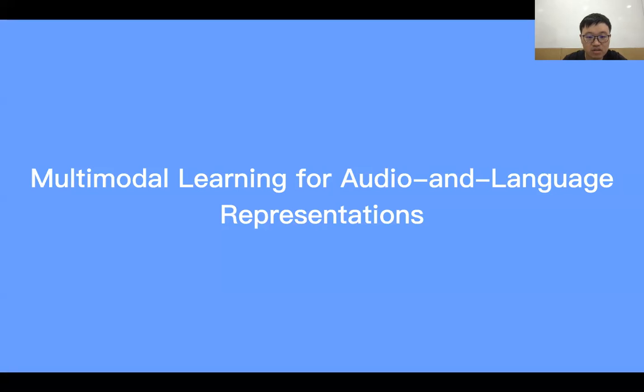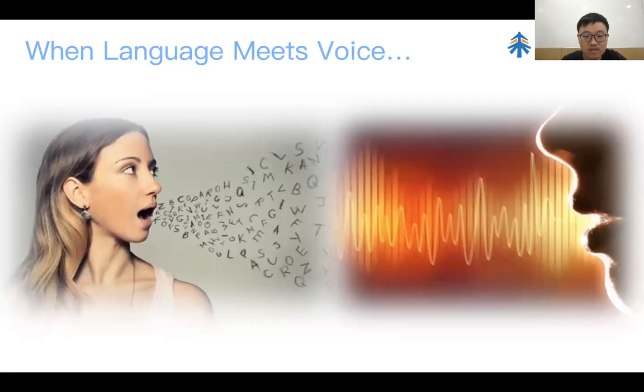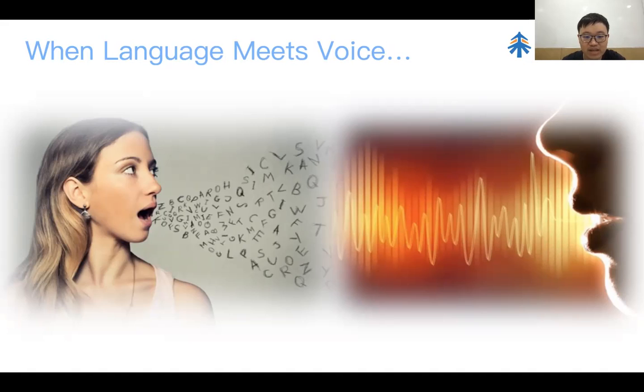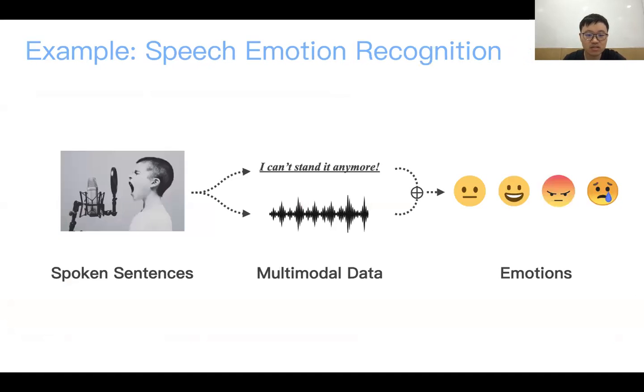Okay, so the first part is multimodal learning for audio and language representations. There is tons of rich information contained in both language and voice. Language focuses more on the content, and voice contains extra emotion and feelings. Information from both modalities is very useful when building practical machine learning applications. Let's take speech emotion recognition as one example. The speech emotion recognition task is, given an audio clip of spoken sentences, decide what emotion it conveys.